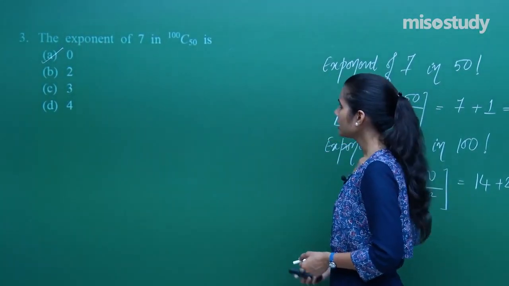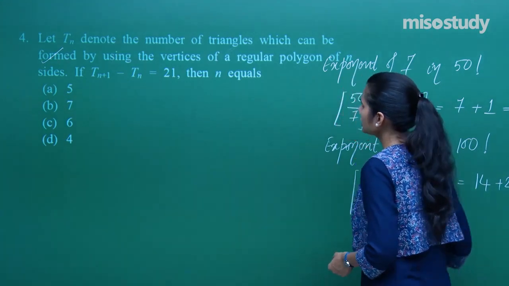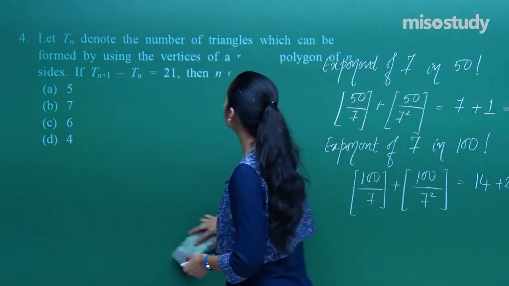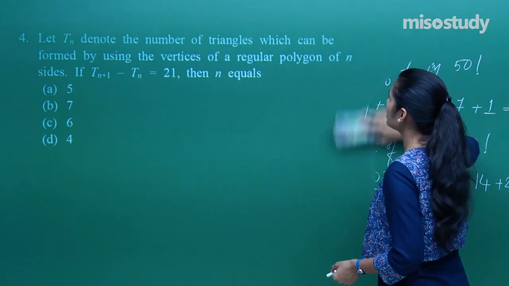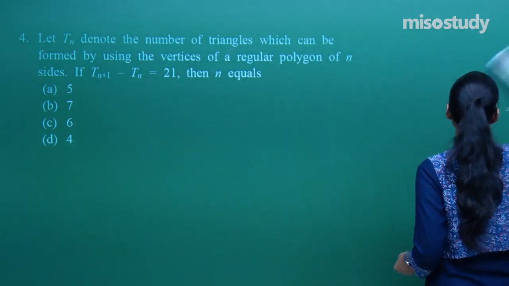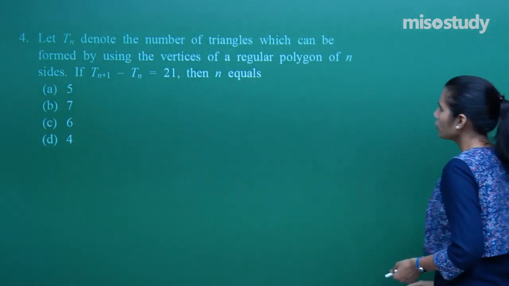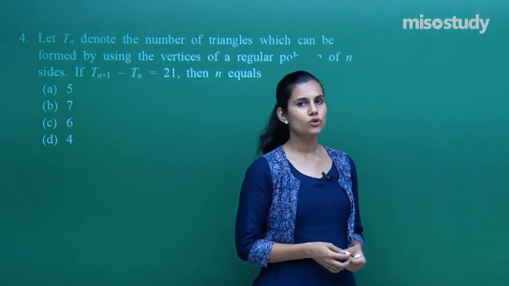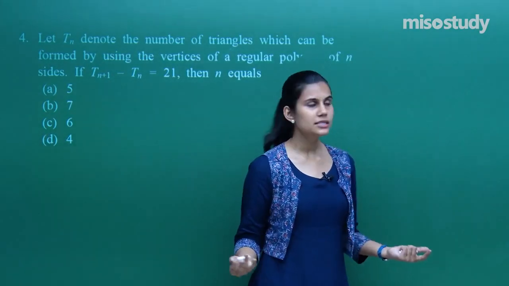Clear? Moving on to the next one, we have, let Tn denote the number of triangles which can be formed by using the vertices of a regular polygon of n sides. Now for a triangle, we need 3 sides. We are available with n sides, so we can make how many triangles?